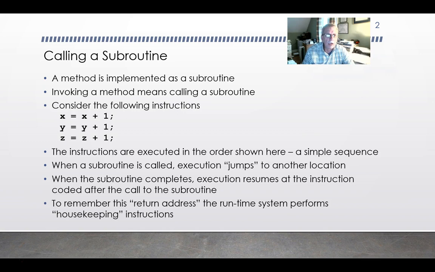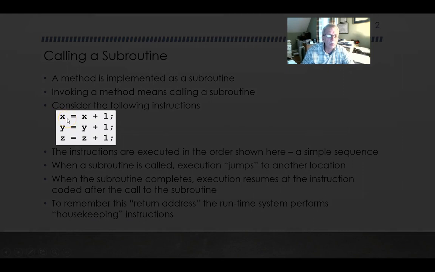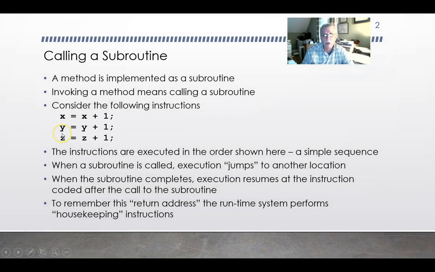So we want to recognize the execution flow within a program. If we have one instruction coded, followed by another instruction, followed by another, such as the 3 assignment statements we're showing here, this is what we call a simple sequence. Here we're executing an assignment to X, followed immediately by the execution of an assignment to Y, followed by the execution of an assignment to Z. So we execute the instructions in the order that they're listed. So that's a simple sequence.